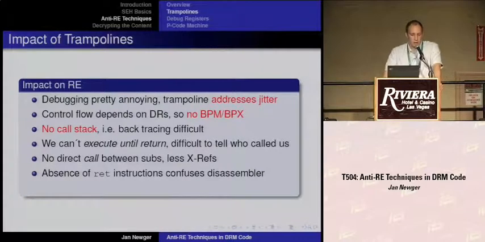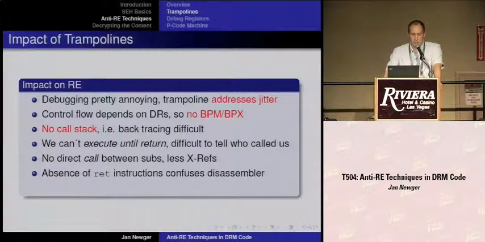So what's the impact on reverse engineering? It's pretty annoying to debug such a concept because trampolines always jitter around in memory, and it's pretty hard to actually recognize repeating code patterns because everything is copied at random addresses, and it's difficult for the debugger or the disassembler to recognize function boundaries.